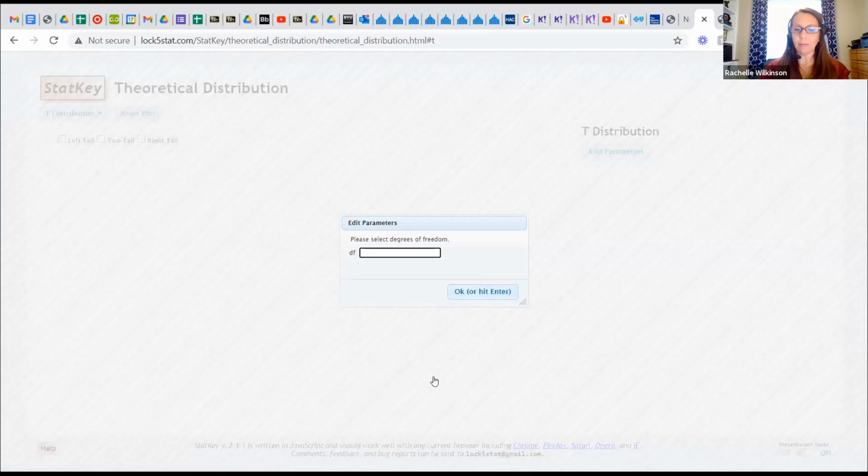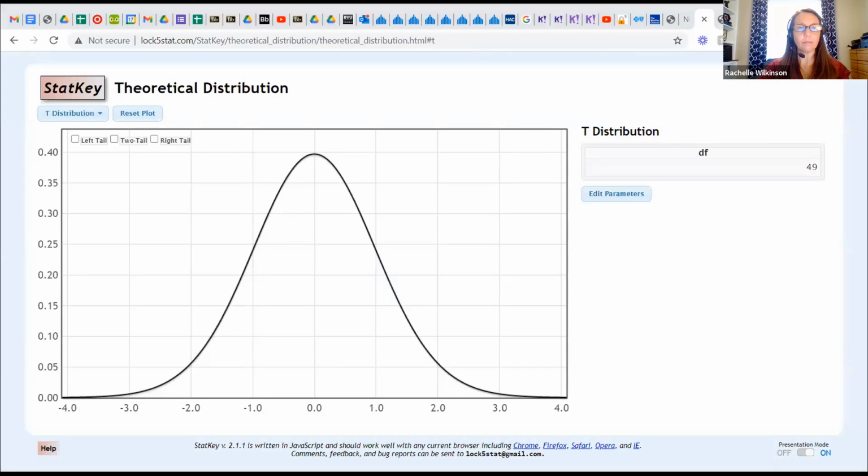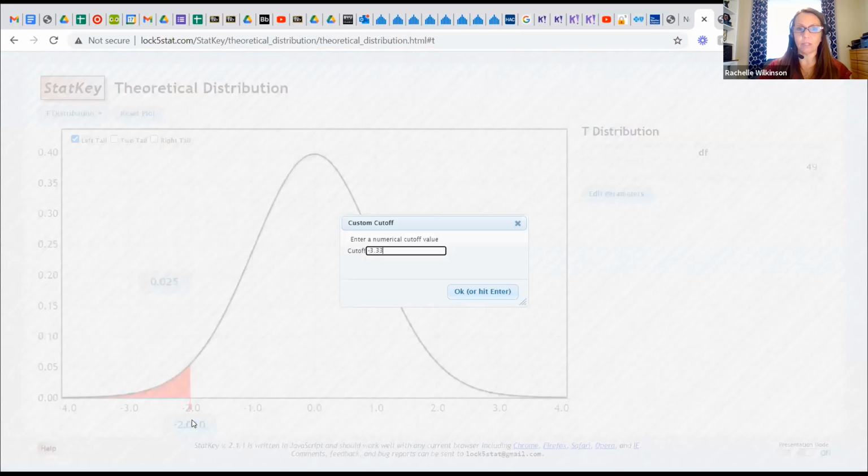In StatKey, I'm going to tell it that I have 49 degrees of freedom. Then I need to decide, based on my alternative hypothesis, whether I'm going to click left tail, two tail, or right tail. If my alternative is less than, I'm going to click on left tail. If it would have been greater than, I would click on right tail. And if it was not equal to, I would click on two tail. Now I put my test statistic here in the bottom box. So that's negative 3.333.